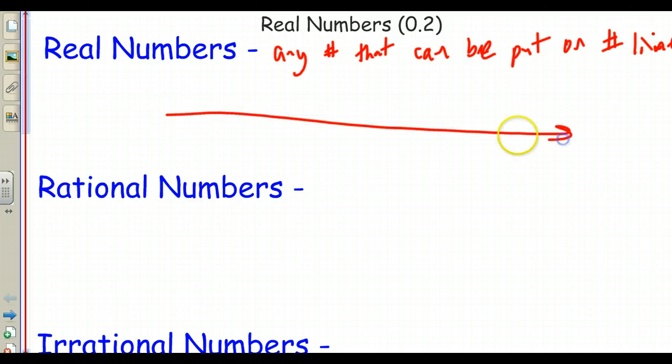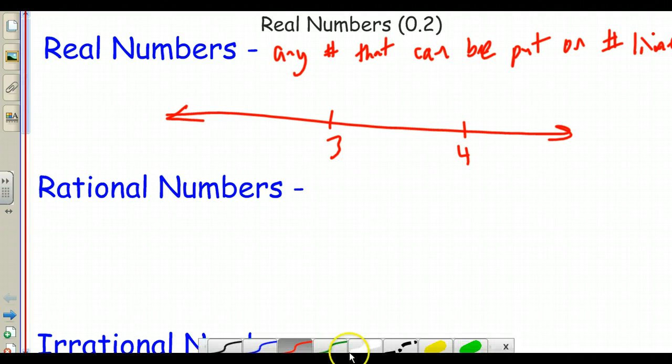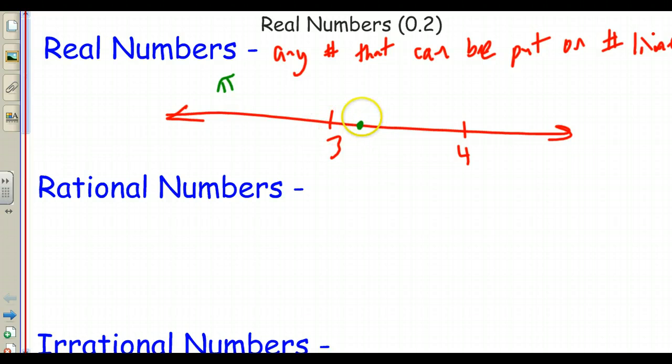So you've got a number line here. Let's say something like pi, and you probably know pi is 3.14. Can I put pi on a number line? Well, sure, it's somewhere around 3.14, somewhere in that neighborhood. If I had a computer, I might do it a little better, but this is a pretty good estimate of where it is on a number line. So it is a real number.